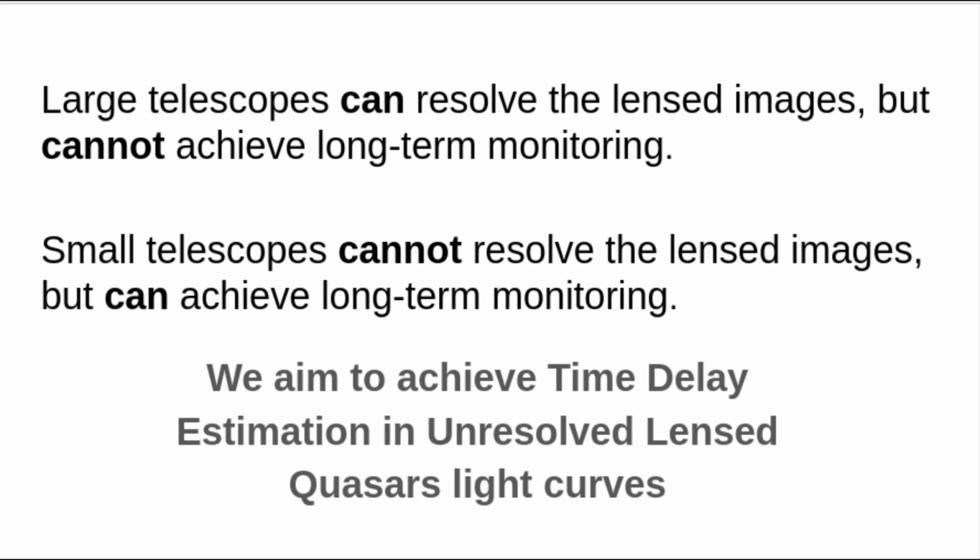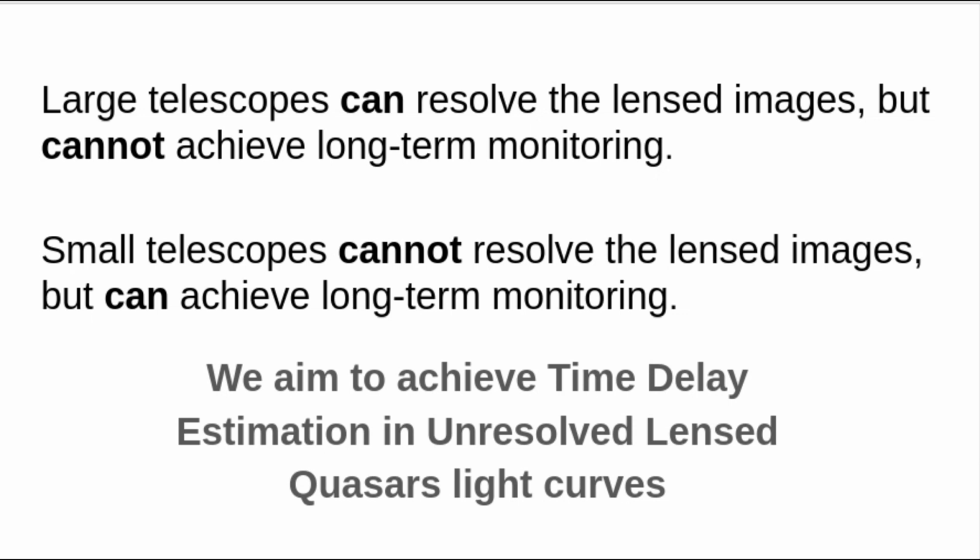The problem is that the time in these telescopes is precious, and normally it is not possible to achieve long-term monitoring. On the other hand, small telescopes cannot resolve the lensed images normally, but they are less congested, so they can in principle achieve long-term monitoring. So it could be great to achieve time delay estimation if we could do it on unresolved lensed quasar light curves.